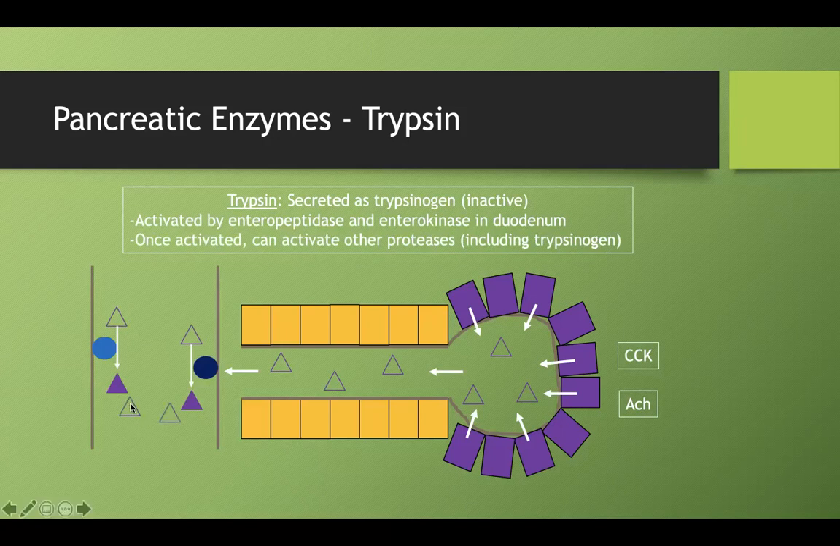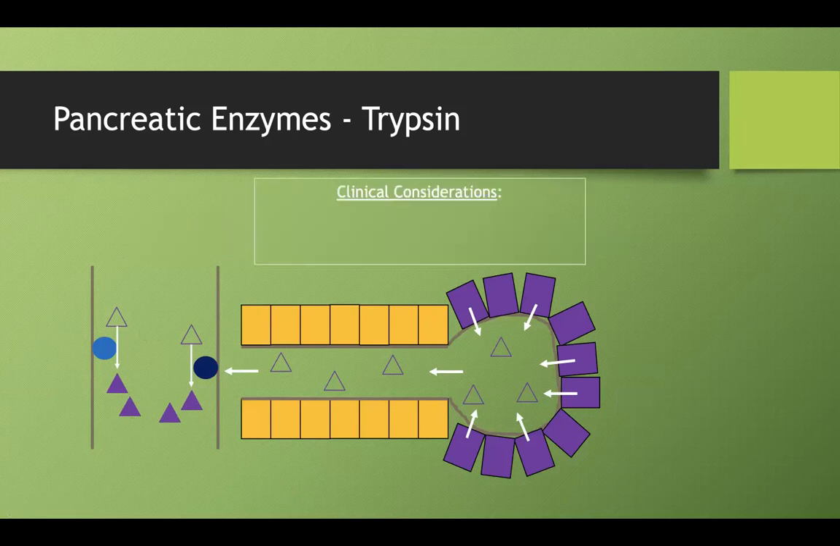So let's just say these are other trypsinogen molecules. This trypsin can turn them on now. It could also turn on procarboxypeptidase into carboxypeptidase and a few other enzymes as well. So some things you should consider with trypsin, well, a few things we need to consider.